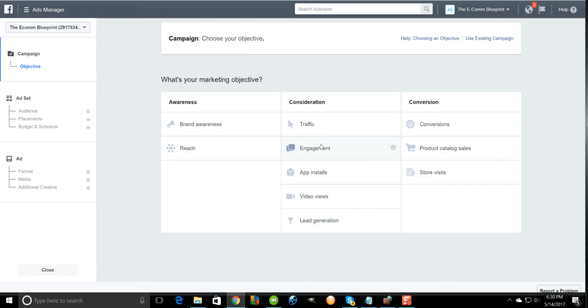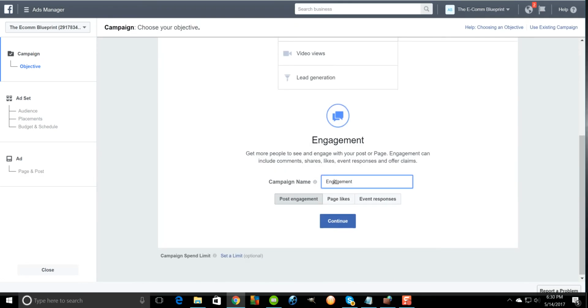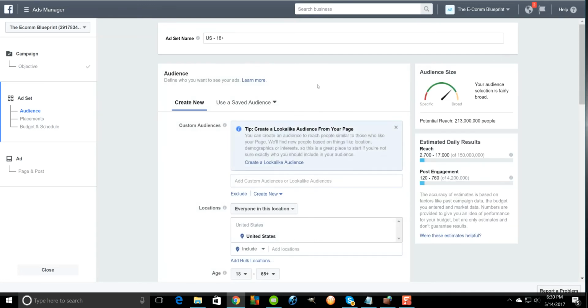Okay, so let me go ahead and go to engagement, and we're going to name this Mexico soccer pendant engagement. Okay, so go ahead and click continue.